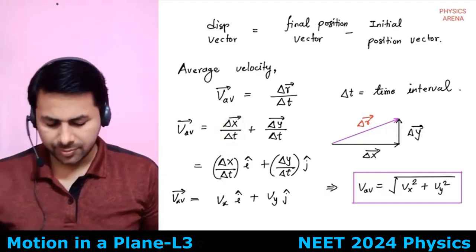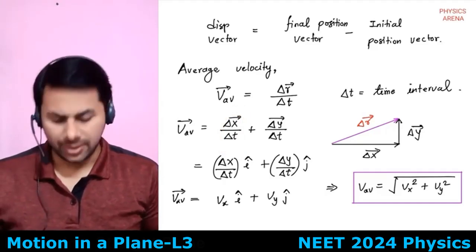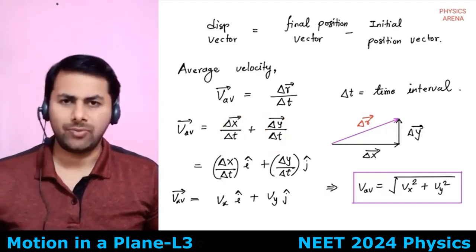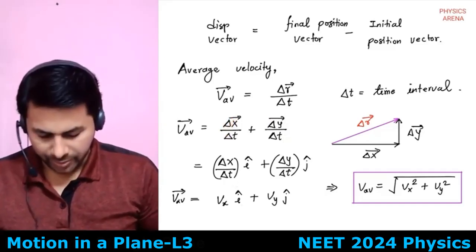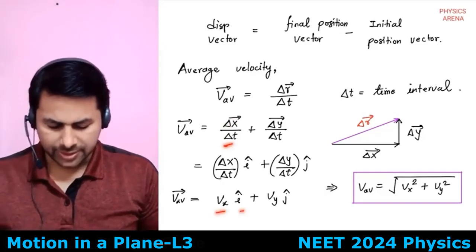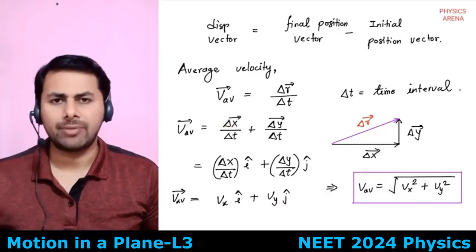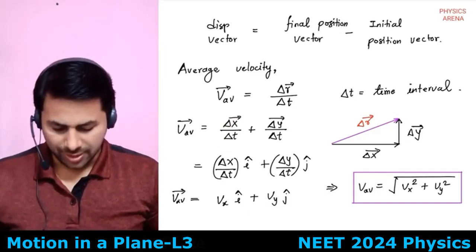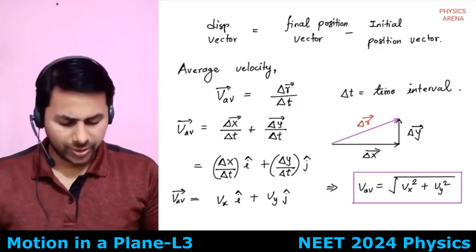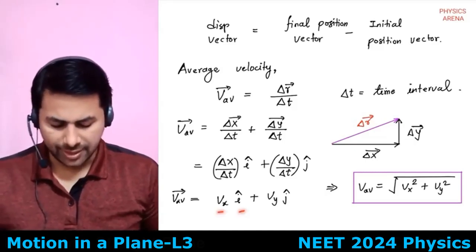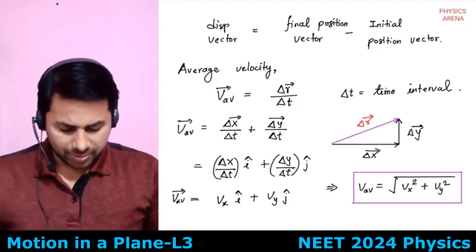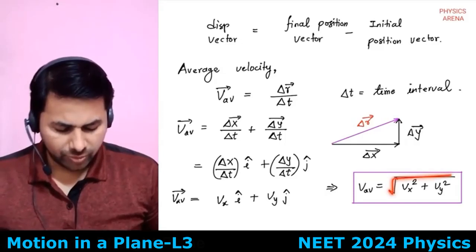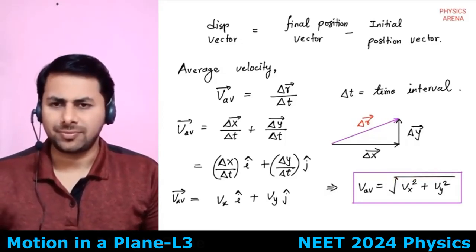This is the x component of velocity, and this is the y component of velocity. So this is vx bar, this is vy bar. vx bar can be written as vx times i cap, vy bar can be written as vy times j cap, and therefore your average velocity will be vx times i cap plus vy times j cap, and its magnitude is equal to the square root of vx square plus vy square. So this is fine.